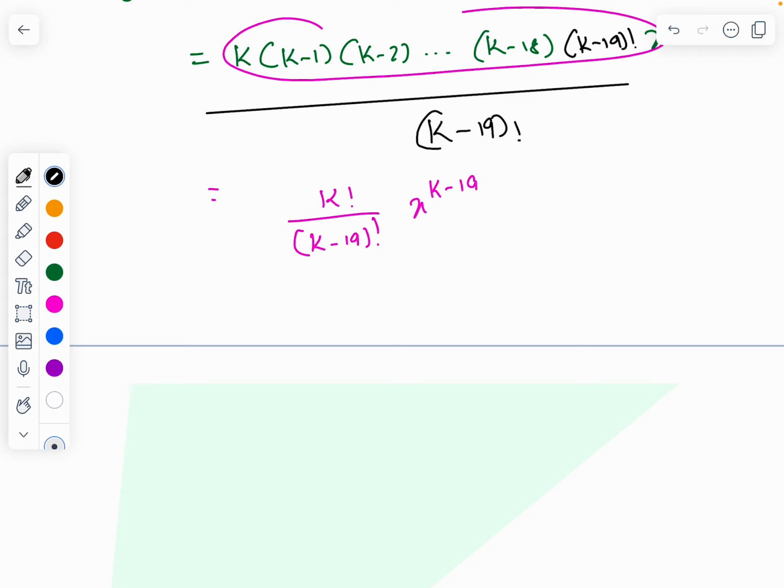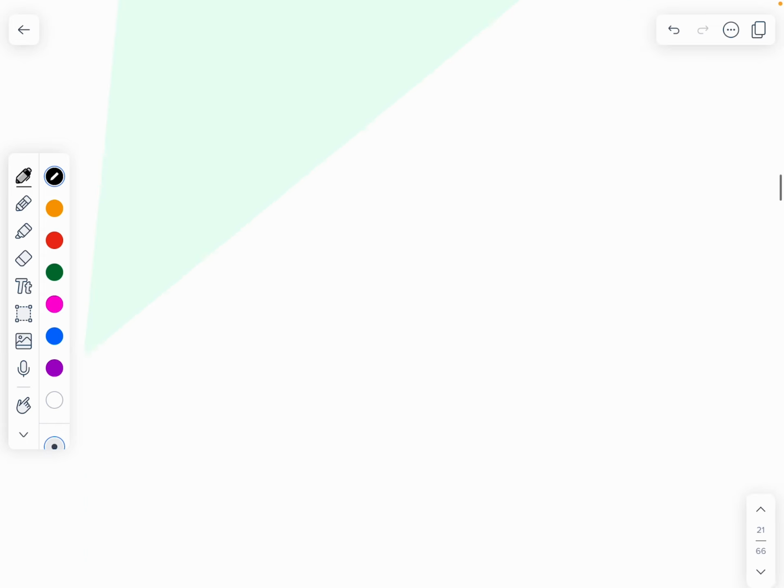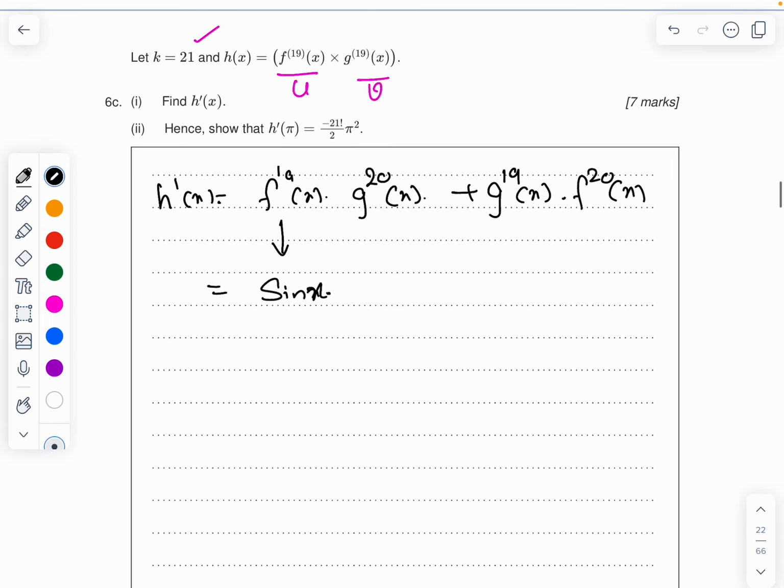Now we want the 20th derivative for this. So what does the 20th derivative become? If I find the 20th derivative of this particular function, we have already found the 19th derivative of that one. So let me write it before writing this one. We do some homework there. So the 19th derivative of f of x was sine x.